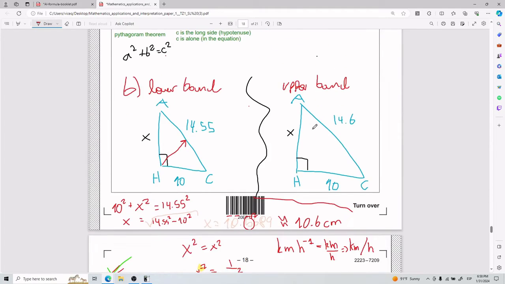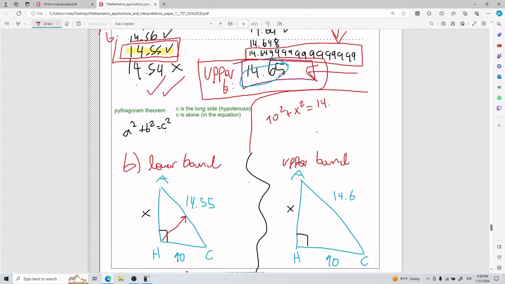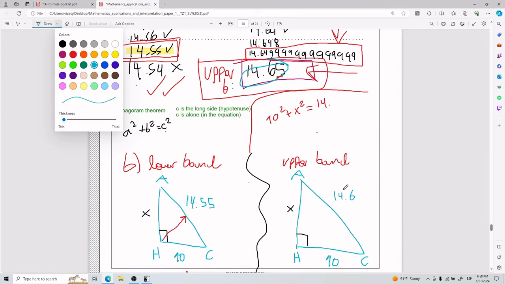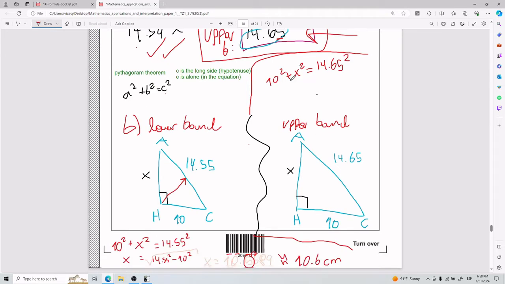For the upper bound, the approach is literally the same thing. We're going to have that 10 squared plus x squared equals 14 point, it wasn't 6, it was 6.5. So hey, look at that. We all make mistakes. If you noticed, good job. If you didn't, don't worry. 6.5 squared. So again, x squared equals 14.65 squared minus 10 squared.